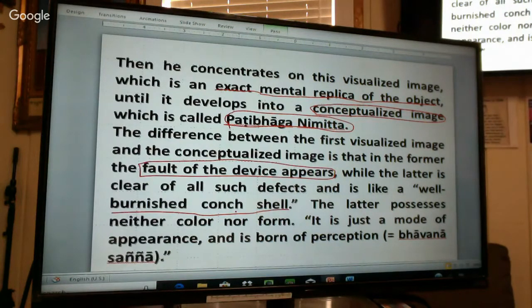Because it's just a conceptual image. Well, then how do you know it's there? Not reality. There's no reality, just only in your mind. Outside, there's no such thing. I understand, but if you don't see a color or form, how do you know you have the nimitta?